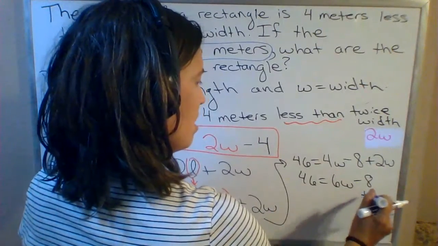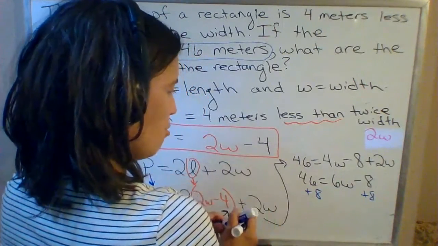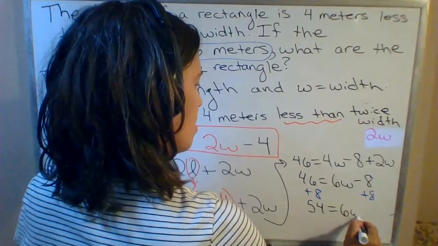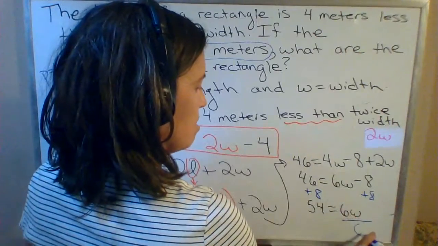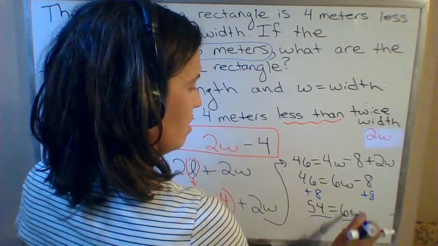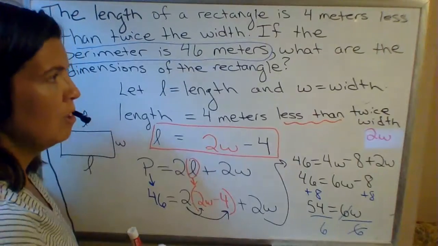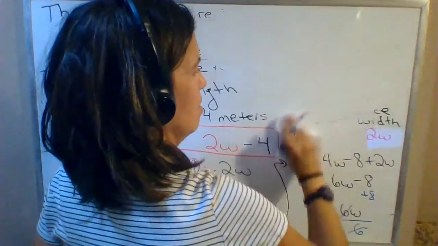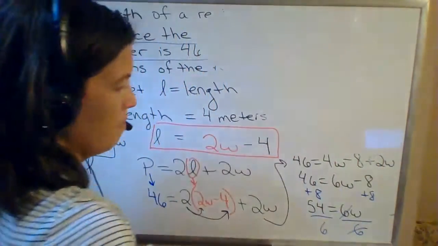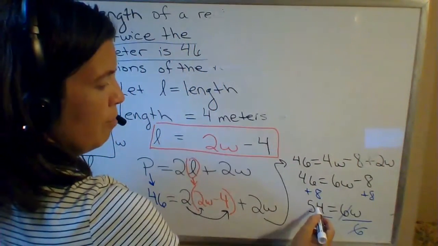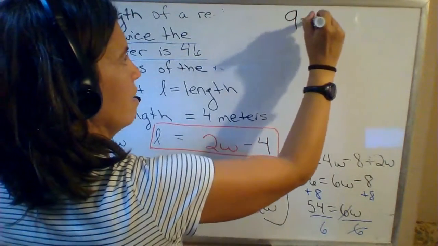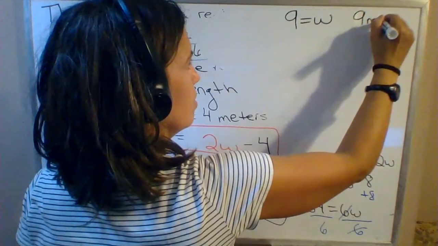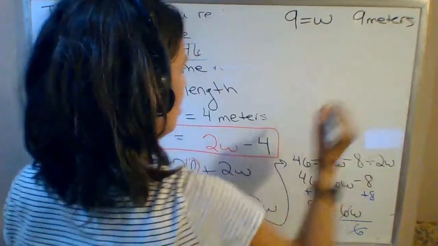Add 8 to both sides, trying to get w by itself. So this is 54 equals 6 times w. Divide both sides by 6. And I've really run myself out of room on this board. I'm going to have to get rid of some of the question up here. So we have 54 divided by 6, so that's 9 equals w. So w is 9 meters. That's how wide it is.